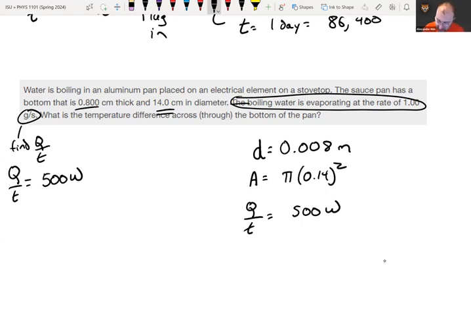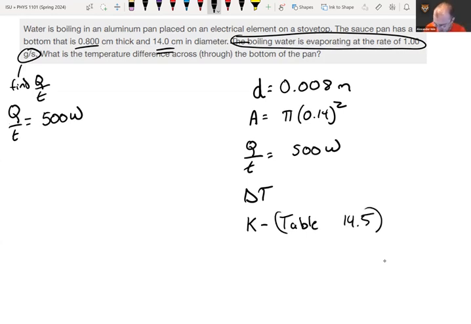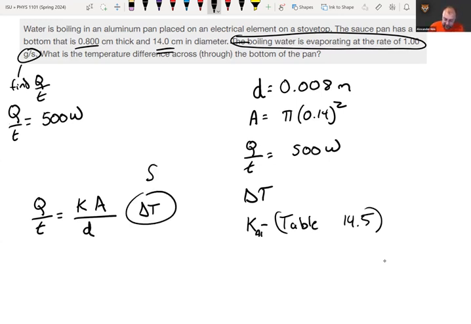All right. And then it wants to know what is the temperature difference. So it wants to know delta T. Well, in this case, what we would do is we would have K, and again, this is from the table in 14.5. You can look that up directly. So that would be the K of aluminum, because that's what this pan is made out of. And then you just set this up. You just do Q over T equals K, A, and then I'll put the delta T over there. And then basically you just want to solve for this. And you can solve algebraically beforehand.